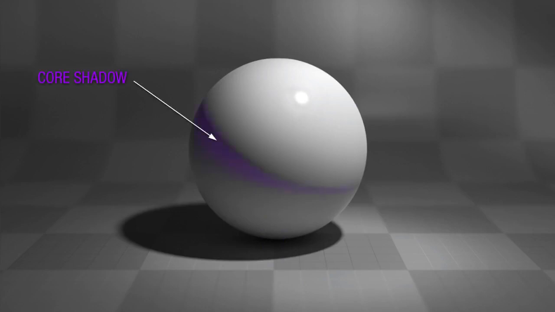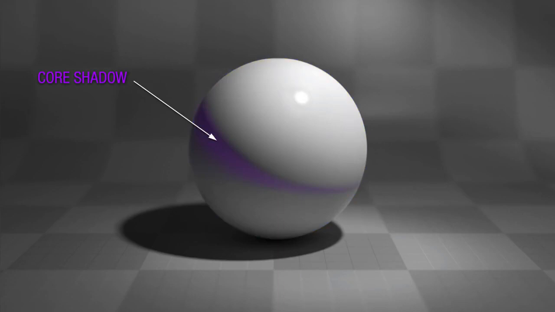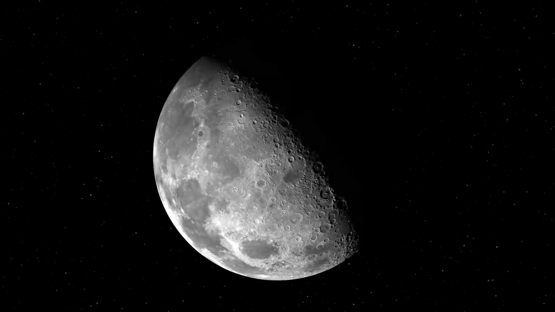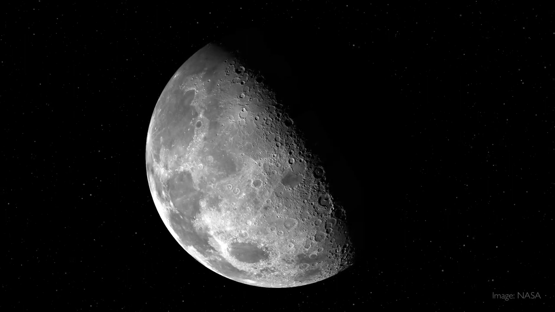I said at the beginning of the video that many people confuse the terminator with the core shadow. Can you see why? They're kind of in the same area. But the terminator separates form light from form shadow. It's like a country border between Switzerland and France. But the core shadow is part of the area of the form shadow. It is created by the reflected light. If there is no reflected light, there's no core shadow. Look at the moon. There's no core shadow here because there's no reflected light. But there is a terminator.